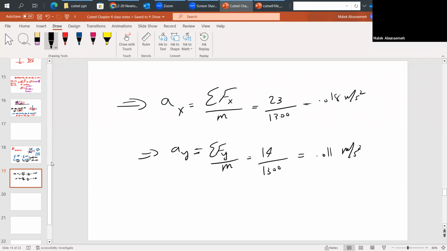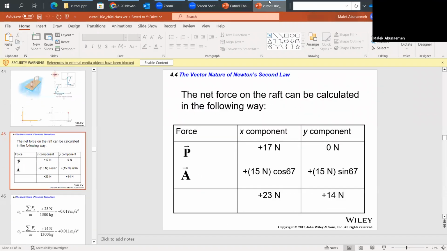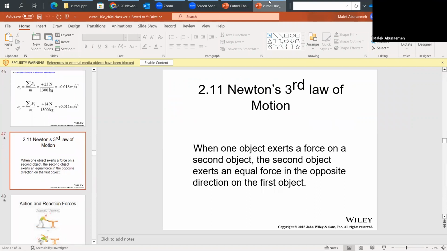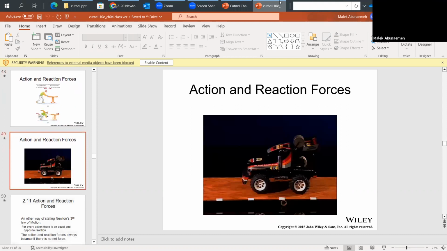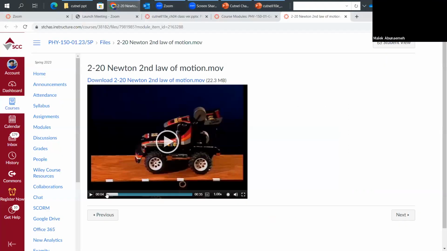And that really gets us to Newton's third law of motion, which states that when an object exerts a force on a second object, the second object exerts a force of equal magnitude in the opposite direction on the first object. I always tell my son, for every action, there's an equal and opposite reaction. Equal in force, equal in magnitude, opposite in direction. So let's go ahead and watch this little video.